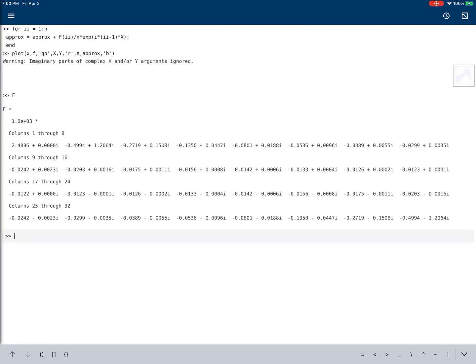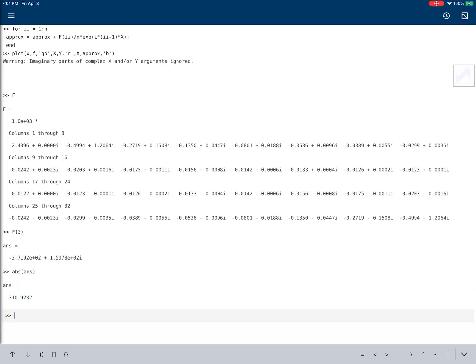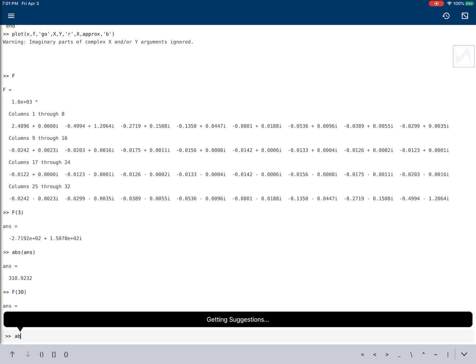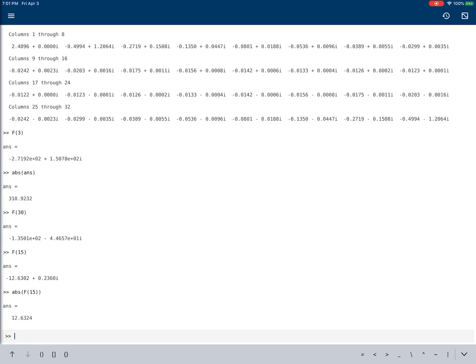Look how much smaller the coefficients are for the frequencies that come later in the vector. So compare, let's say, F3, which is on the order of 272-ish, or I can say the norm of this, the absolute value of the answer, is roughly 311 units away from the origin in the complex plane, as opposed to f of, say, 30. This is much further down the road here. Sorry, do I want that one? I want f of like 15 or so. Do f of 15 or 16. Yeah, look how much smaller this is.